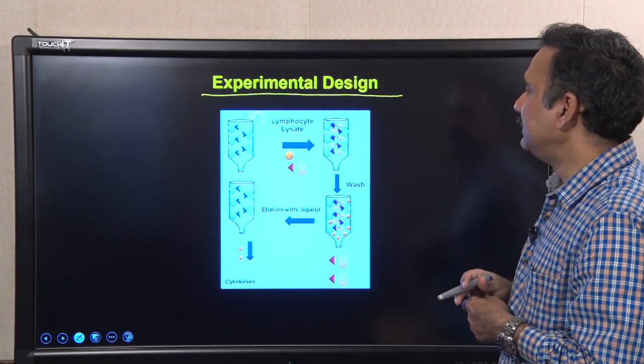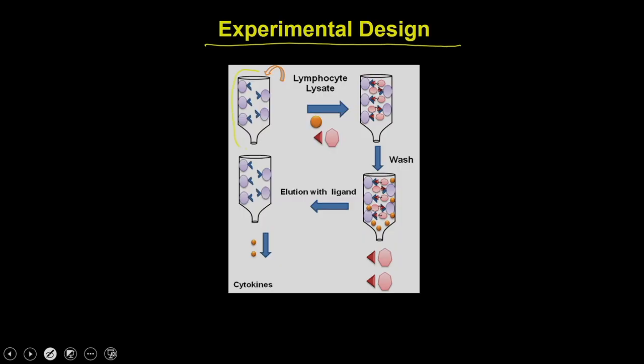The experimental design is that you are going to generate an affinity column where you have antibodies coupled to the matrix against a particular cytokine or a series of cytokines. Then you take the cell lysate or the lymphocyte lysate from the patients, incubate it in the column, wash it, and subsequently elute. When you wash, all other proteins are going to be removed except the cytokines, which are binding to the antibodies present on the matrix.